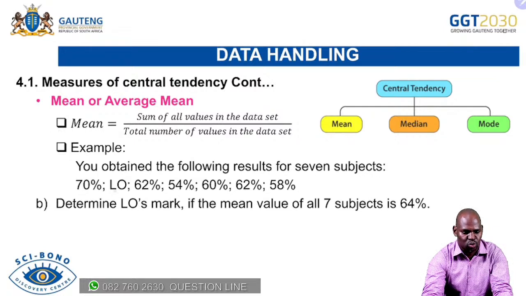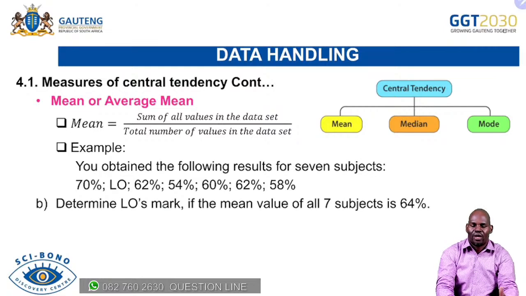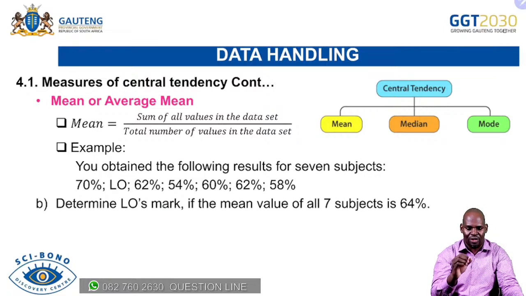Right, so this one, they say determine LO's mark if the mean value of all subjects is 64%. Determine LO's mark. So this one we are not calculating the mean, the mean is given. When the mean is given, we have to find the mark of one subject. We've got the marks of 6 subjects, but we don't know the mark of one subject. Now this is what you must do.